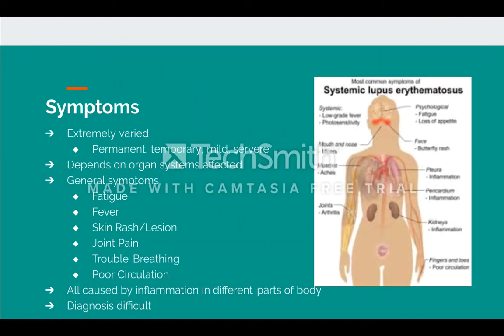Symptoms of SLE are extremely varied. Some may be more permanent than others. Some are temporary, some are mild, some are severe. It just depends on the organs or the organ systems affected.